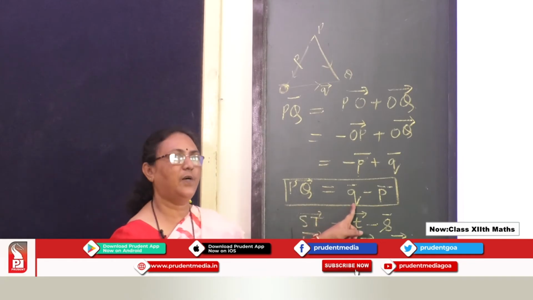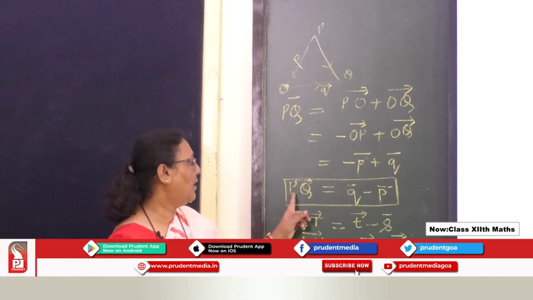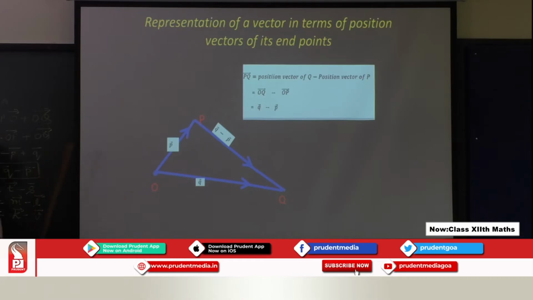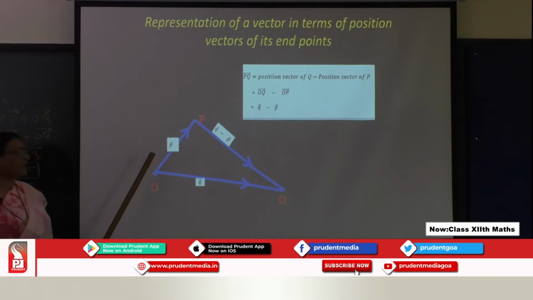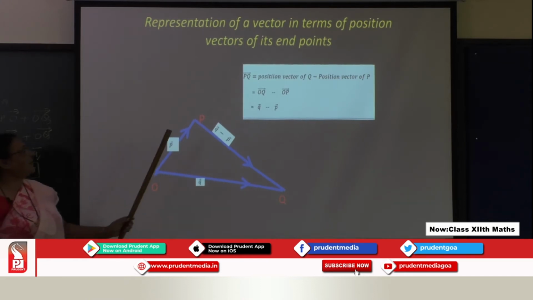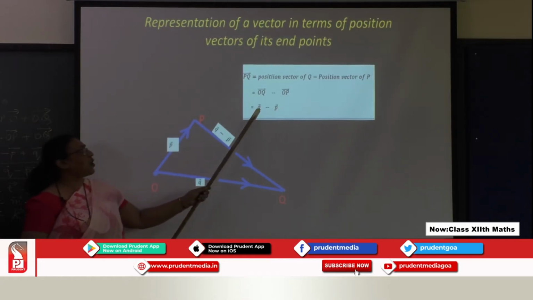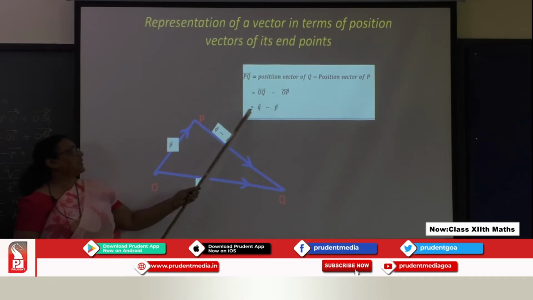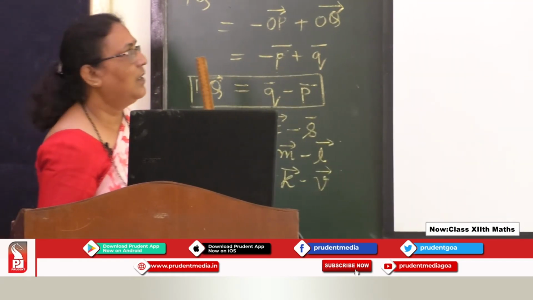Terminal point will come first and the initial point will come afterwards: terminal point minus initial point. That is why the representation of a vector in terms of its position vector, when it starts with the origin, is called a position vector. So any vector PQ is represented by small q minus small p. Always it is represented this way.